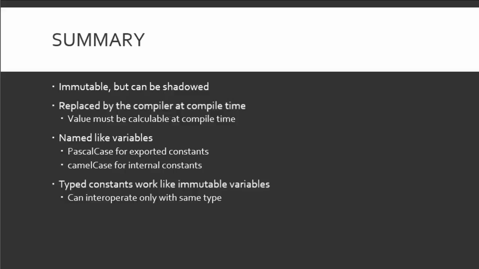Typed constants work just like immutable variables. So you can use them in arithmetic operations, you can pass them into functions, but they can only interoperate with the same type. Untyped constants have a little bit more flexibility. So they work just like the literals. So if you replace that constant throughout your application with the literal value of that constant, that's how it's going to work. So that's going to allow it to interoperate with similar types. So we had the value 42 defined as an untyped constant, and we could add that to an int16, we could add that to an int, we can add that to a uint16, any of those would work because the literal 42 will work in all of those cases.